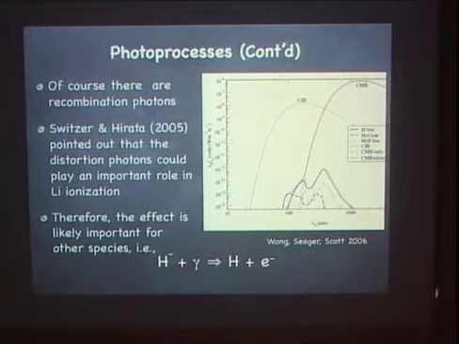But it was pointed out 6 years ago by Switzer and Hirata that these photons could actually be very important in ionizing certain species. For example, in this paper, they looked at lithium ionization. So these distortion photons could also influence other reactions in the network, such as, for example, H-. Typical networks include photodetachment, in which we only consider the black body radiation field. So today I'm going to add distortion photons also to see what effect they have.